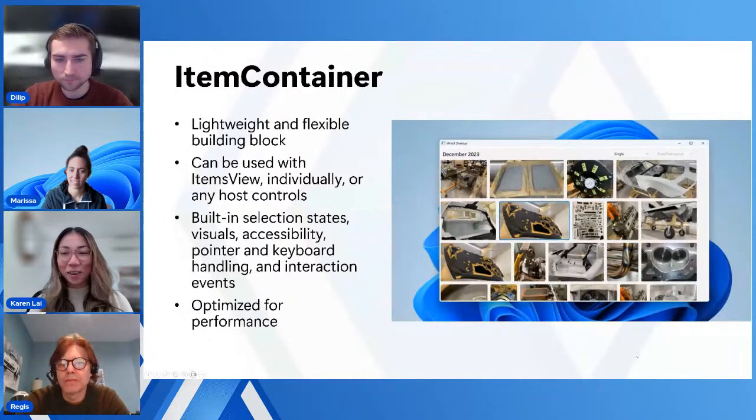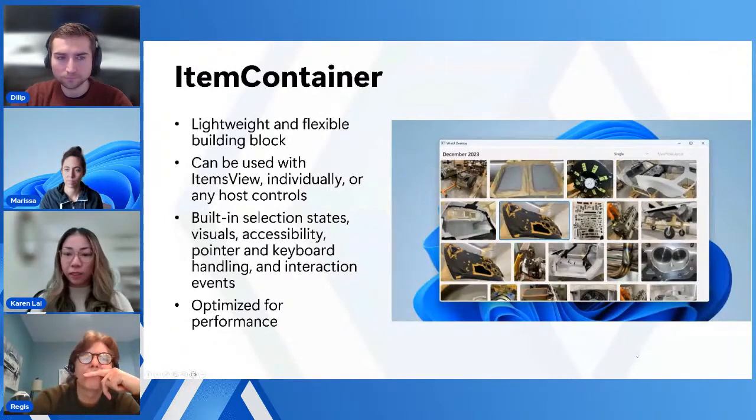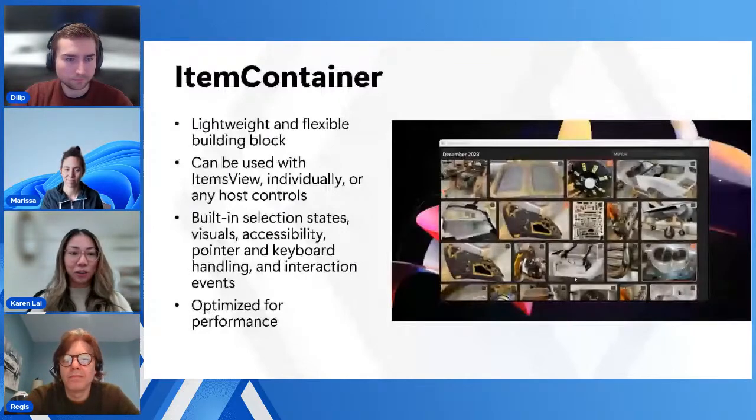I'll continue anyway. As you can see on the right, there's an item selected. It has built-in selection states, visuals, theming, accessibility, pointer and keyboard handling, as well as interaction events. It's also optimized for performance, just like the items view. For example, we minimize the amount of items in the visual tree. And in the multiple selection mode, there's a checkbox, and that checkbox is also a custom rect to get rid of as much items in the tree as possible.